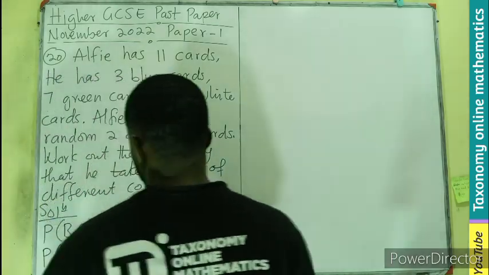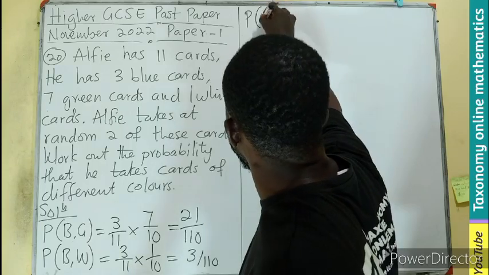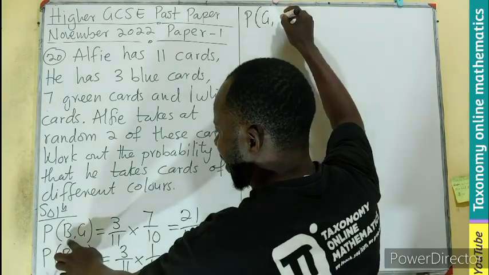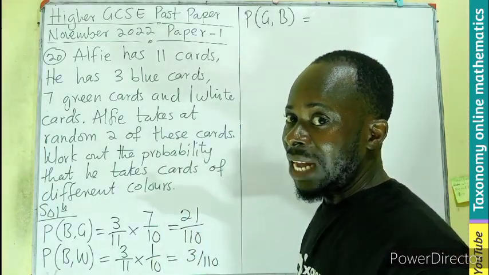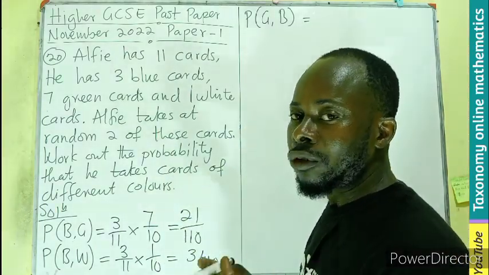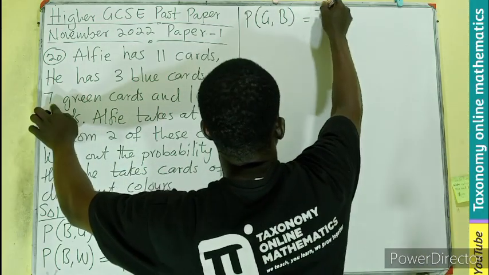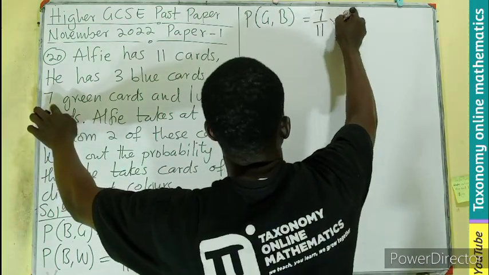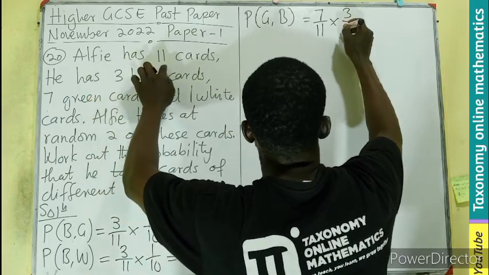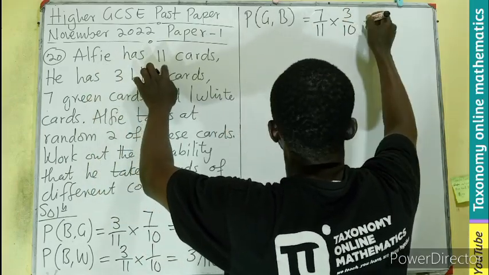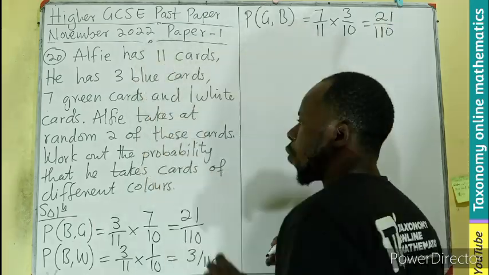What other choice can we get? It could also be that the first one will be green, then the second one will be blue. We are picking at random. So the first choice could also be green, while the second will be what? Blue. So green will be 7 out of 11. The blue number remains as 3. The total number moved to what? 10. And that will be giving us 21 on 110.